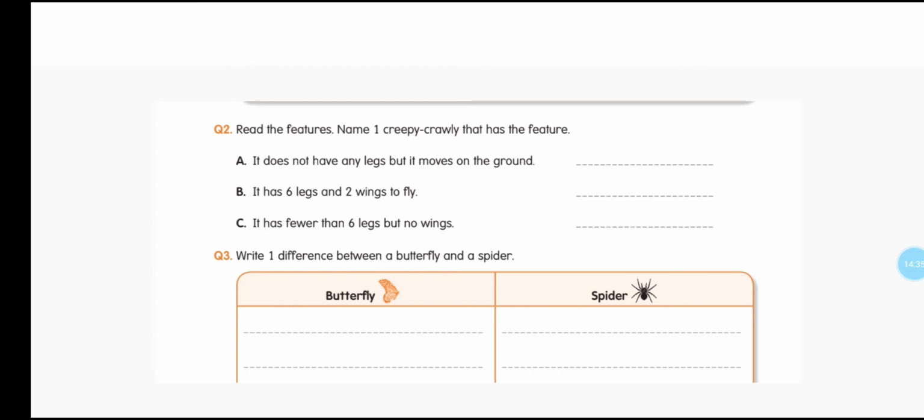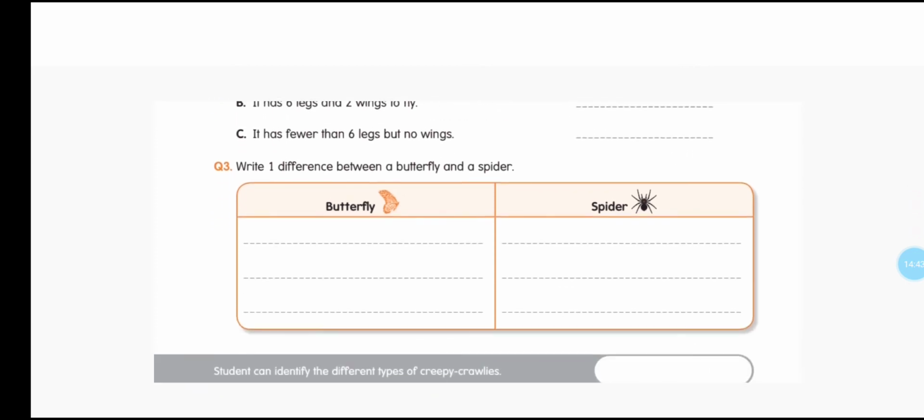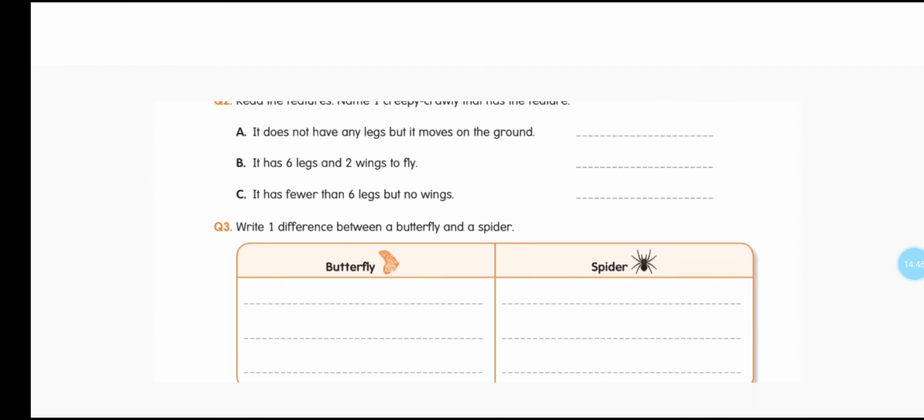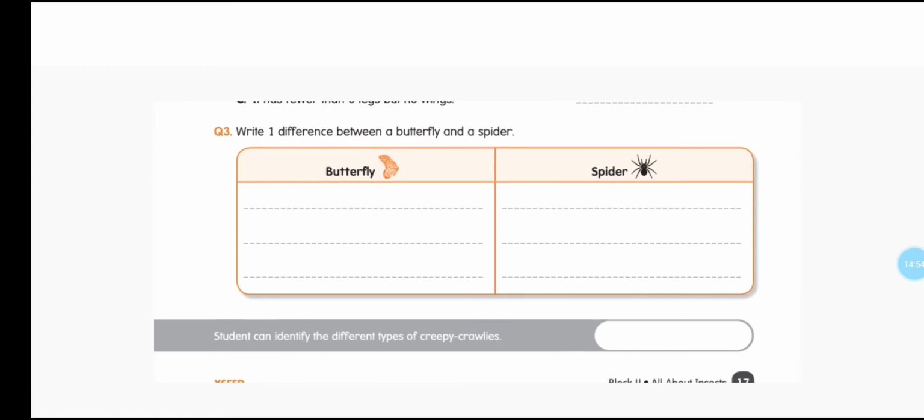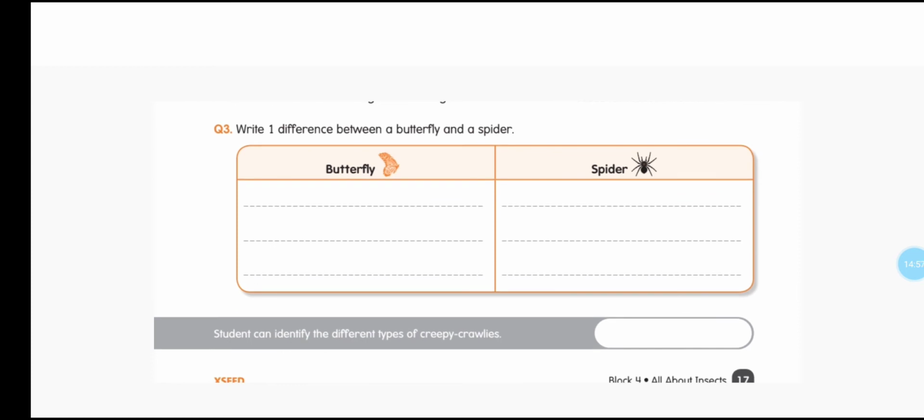It has fewer than 6 legs but no wings. Which one doesn't have wings? You find out and write there. And write one difference between a butterfly and a spider. You find out, count the legs, how many legs butterfly has and how many legs spider has. Spider has 8 legs whereas butterfly has 6 legs. And can spiders fly? No. But butterfly can fly because it has wings.